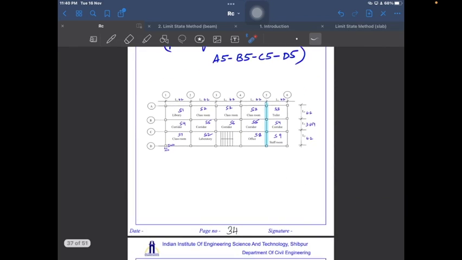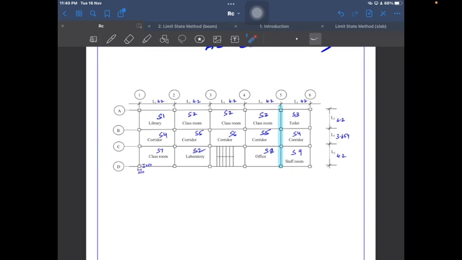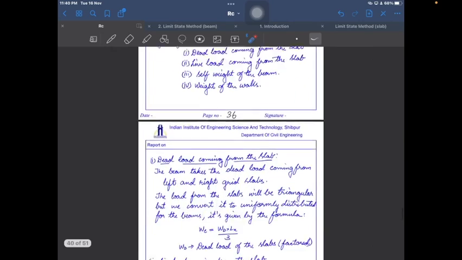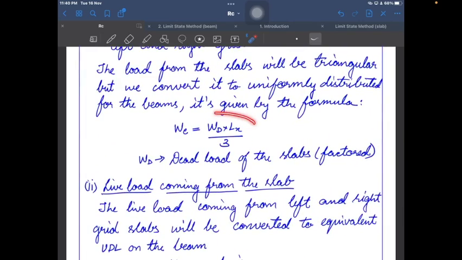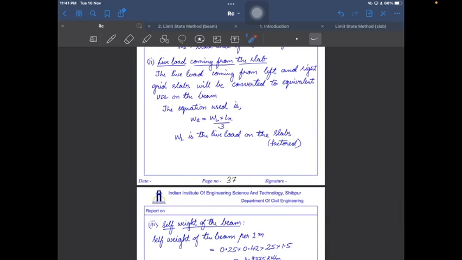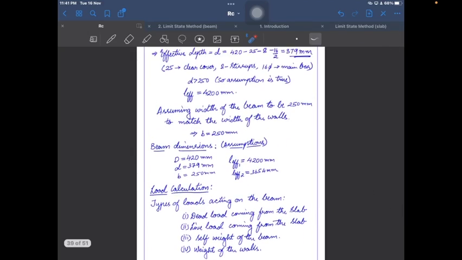Now our second beam, the only difference we have here is the loading. The loading here is triangular. Initially our loading was trapezoidal for these beams. So our formula for load will change here. Our formula for load will change to this thing for dead load as well as live load. This is one change.